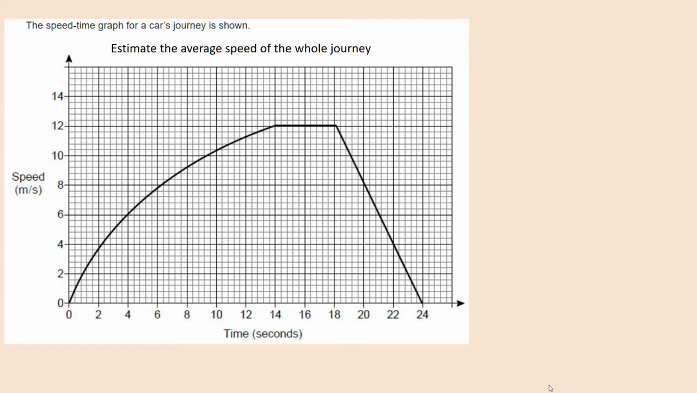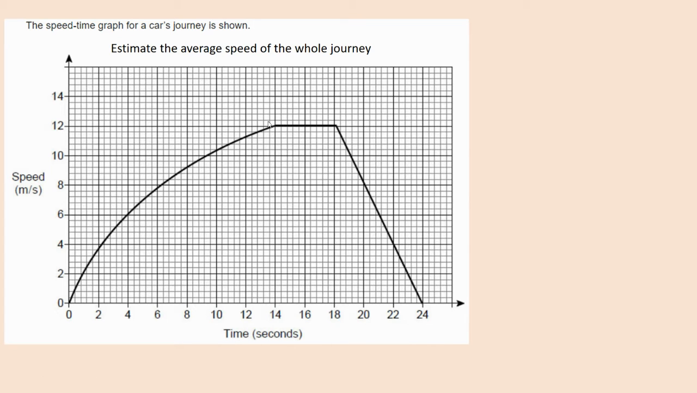Okay, so now I want to show you how you can do one when it's got a curved line. So remember, this is where we haven't got constant acceleration, it's changing over time. On this particular question, we're asked to estimate the average speed of the whole journey. So I just want you to think for a second, why is this one going to be an estimate? Okay, it's going to be an estimate because it's going to be very difficult for us to calculate the exact area underneath a curved line. So I'm going to show you how you can do this.